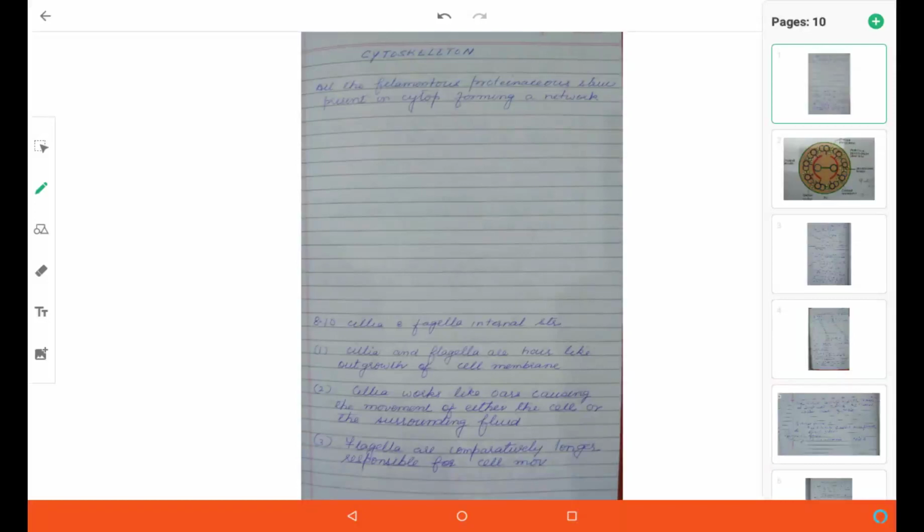Now, what is this cytoskeleton? The cell has to maintain a specific shape, size, and structure. This is enabled by the presence of some proteinaceous and filamental structures, which form a network inside the cytoplasm, which helps the cell maintain its shape.